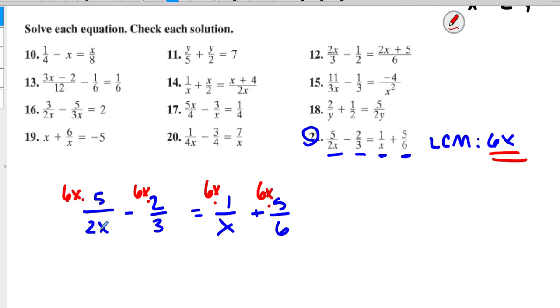Okay, so now between 2x and 6x, 2x and 6x have a like factor of 2x, which reduces to give me 3. 3 goes into 6x 2x times, and that reduces and gives me 1. X goes into 6x x times, so x goes into x 1 time. So then that's going to leave us with just 6. And then 6x and 6 have a like factor of 6, so in the denominator that becomes 1, and then in the numerator that's x times whatever we have. Okay, so now we need to clean this up.